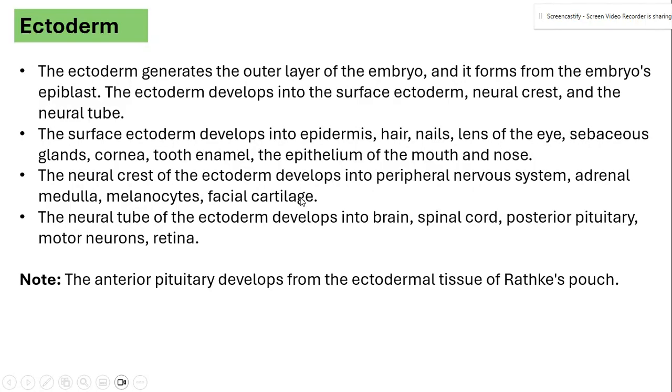Medulla, melanocytes, facial cartilage. All right, so very important. Neural tube of the ectoderm develops into brain, spinal cord, posterior pituitary, motor neurons, retina. The anterior pituitary develops from the ectodermal tissue of Rathke's pouch. As you can see, there's a lot of development of hair, skin, nails, neural crest, right? We also have neural tube ectoderms in the brain, spinal cord.